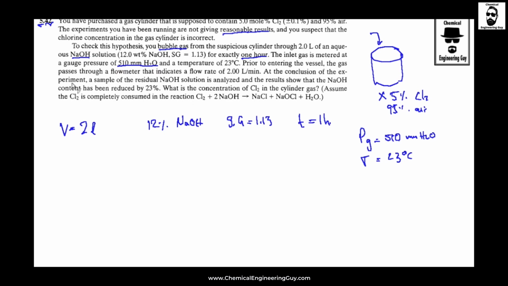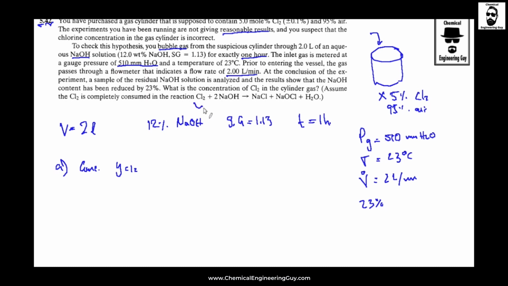Prior to entering the vessel, the gas passes through a flow meter that indicates the flow is this, so we have an actual volumetric flow of 2 liters per minute. At the conclusion of the experiment, a sample of the residual is analyzed and the NaOH is reduced by 23%, so we are going to absorb 23%. Find the molar concentration of Cl2 in the cylinder.